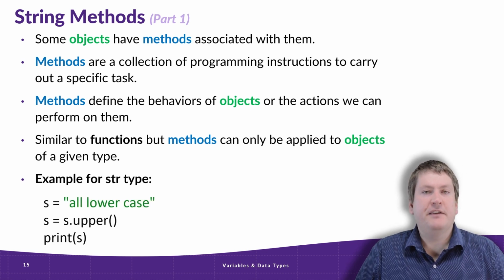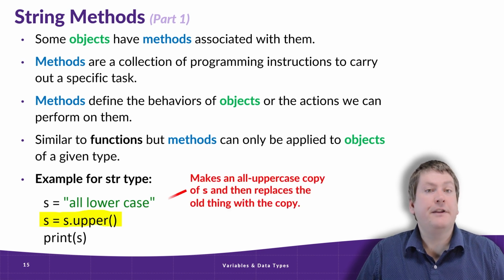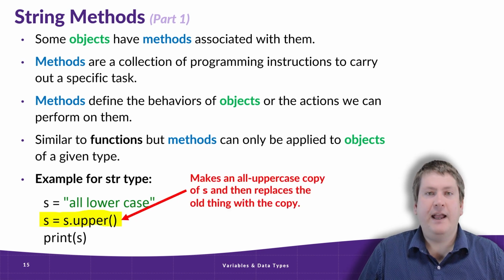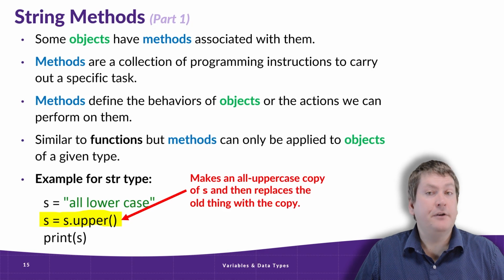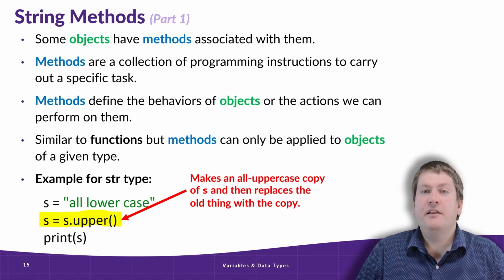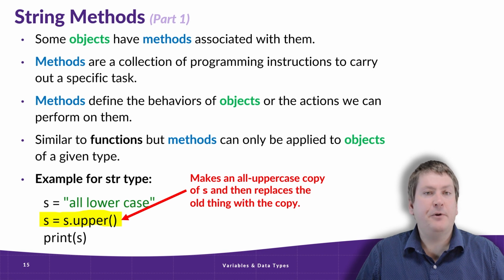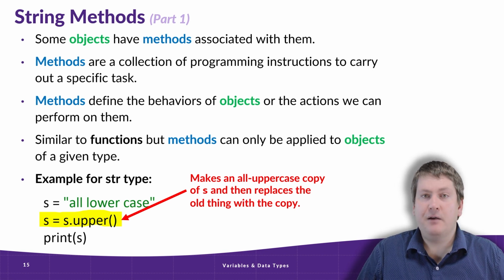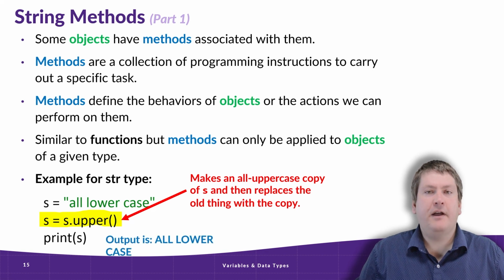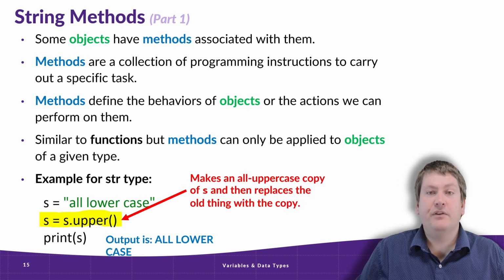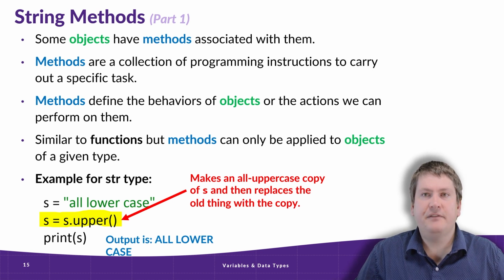Here we have a string with the text, all lowercase, stored in it. The second line calls the upper method on the string s in this case, which creates a new string with all the letters converted to uppercase. The variable s is then assigned the value of this new all uppercase string, and the old string is eventually lost to the garbage collector. The result after this print line is run is outputting the string with all uppercase letters, so it still says all lowercase, but all those letters are going to be in uppercase this time.